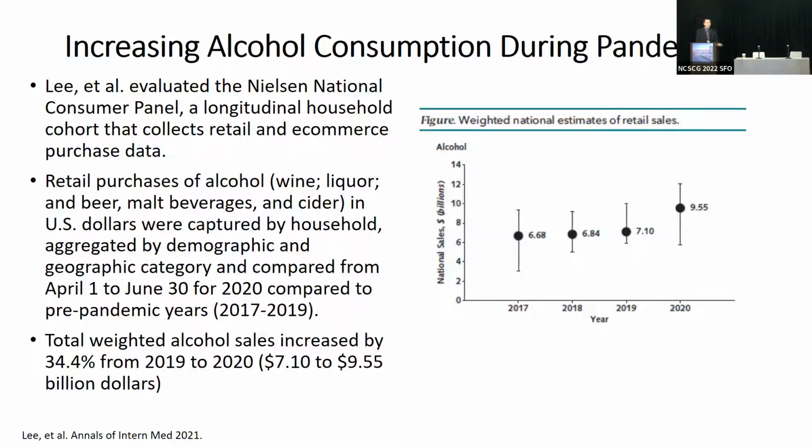Now moving into the pandemic, this was a recent paper published in Annals looking at alcohol sales. Using the Nielsen National Consumer Panel, the study looked at retail purchases over time of alcohol, which includes a variety of alcoholic beverages. As you can see here from 2017, 18, 19, and then during the pandemic, there was a bump, a 34% increase in alcohol sales, an average of about $9.6 billion of alcohol sales.